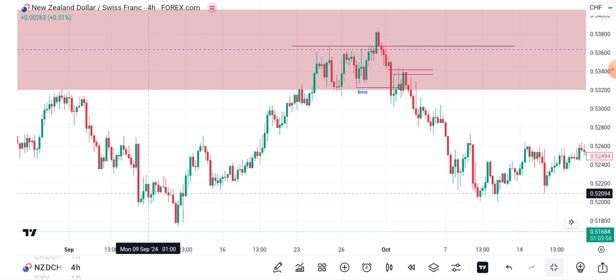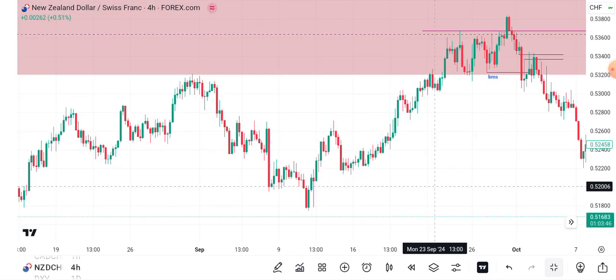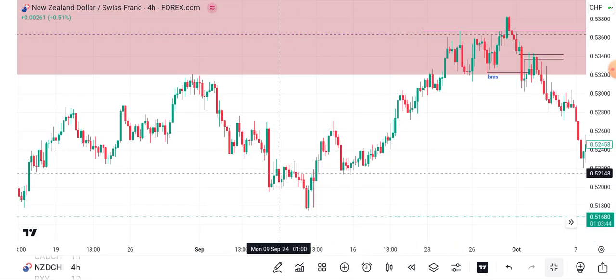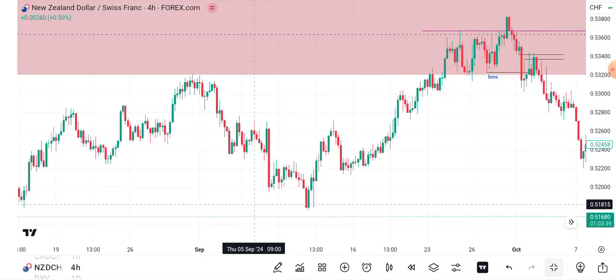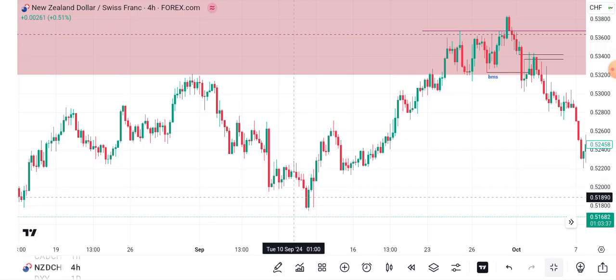After this last movement here, price entered into a fair value gap here. I'm trying to show us something here. Price entered into a fair value gap here, and then still went down lower again. Mind it, this is a 4-hour chart. Now what can you see from here?